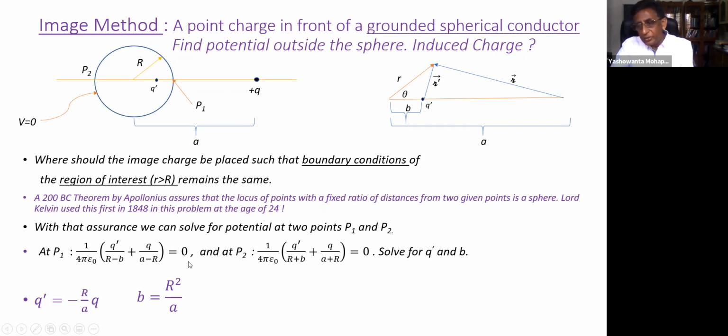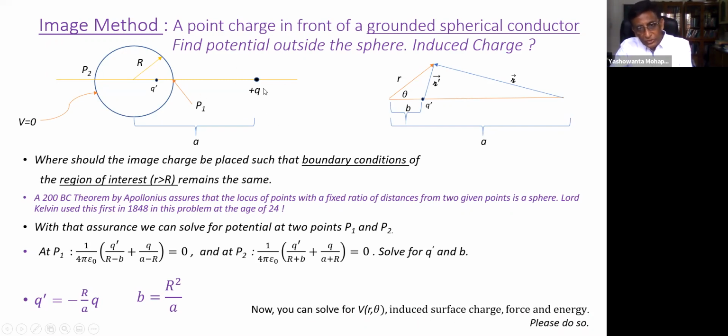I can write down V in terms of r and theta, and please do that. Now you can solve for V of r, theta, and then you know from the boundary condition how to find the induced surface charge. You can find the force on this charge, and you can find the energy exactly as we did for the infinite plane, except that the symmetry of the sphere is here. All right, so please do so.